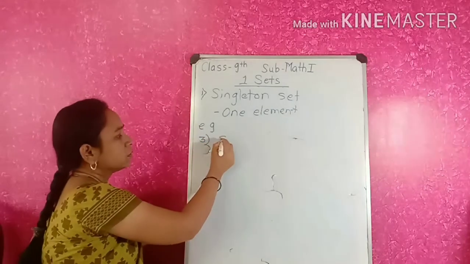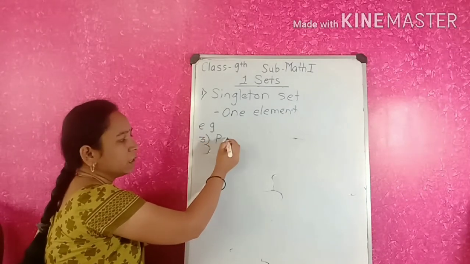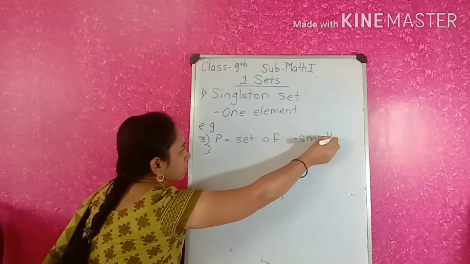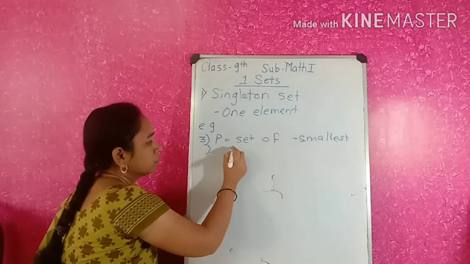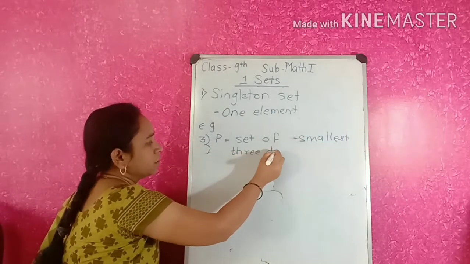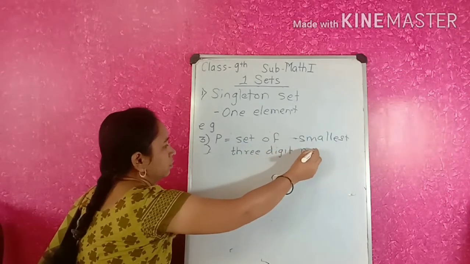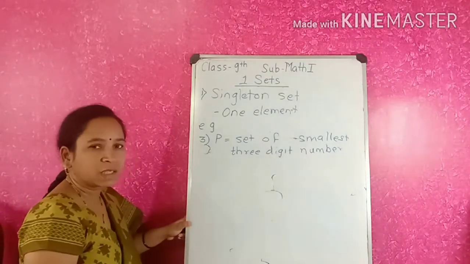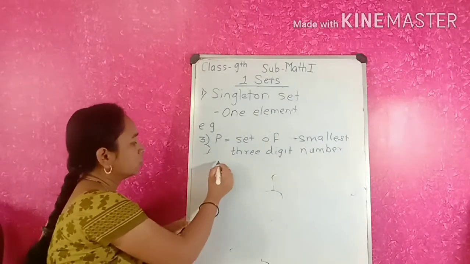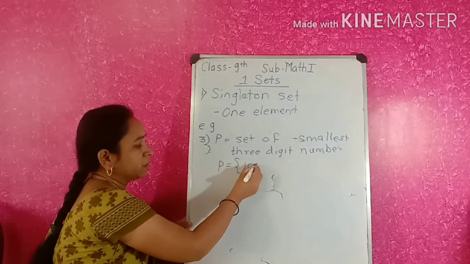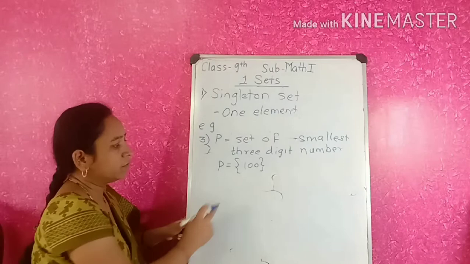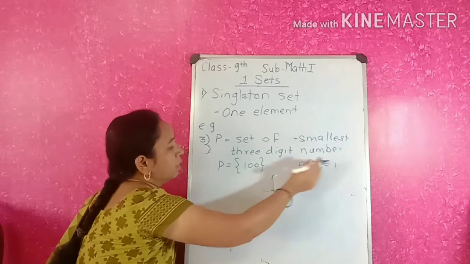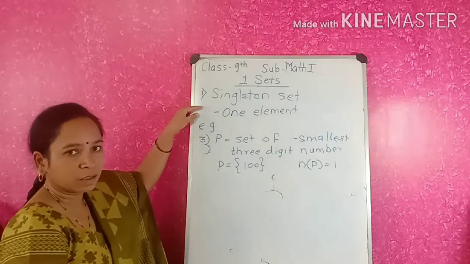Third example, P is a set of smallest 3-digit number. I have said the smallest 3-digit number. So which is a 3-digit number and which is the smallest? That is 100. So P will contain only one element, that means 100. So how many elements does it have? It has only one element. So therefore n of P is equal to 1. So all these examples are of singleton set.